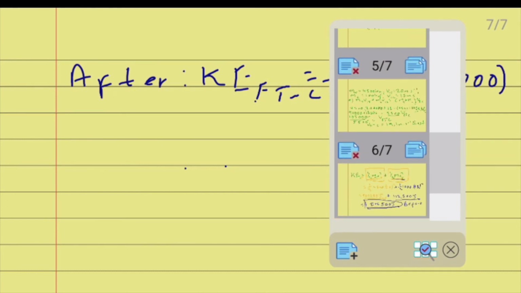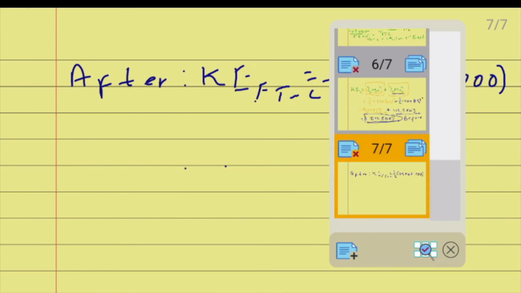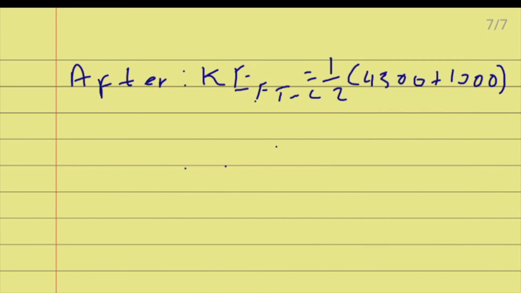Let me just check what we got. We got 19.1 meters per second, right? So it's 19.1 meters per second. Remember, we squared. So let's jump into our calculator.